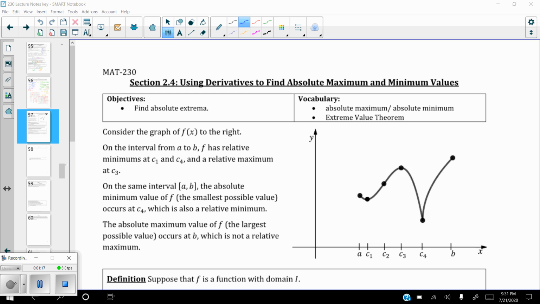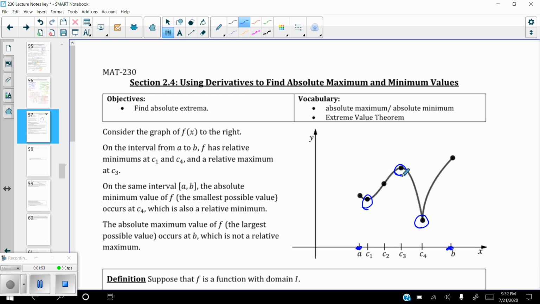So if we look at the graph on the right, on the interval from A to B, so the first endpoint to the last endpoint, you have a minimum at C1. There's a local minimum right there. You have a minimum at C4, another local minimum right there. And you have a relative maximum at C3.